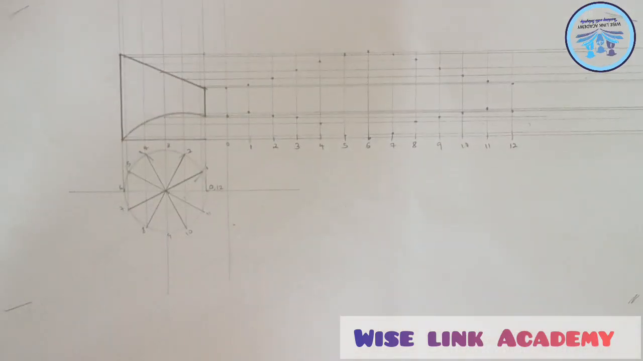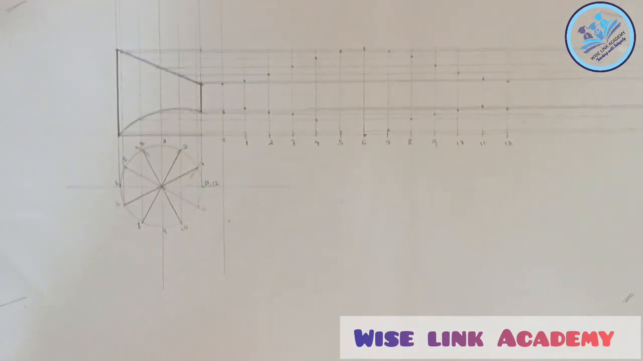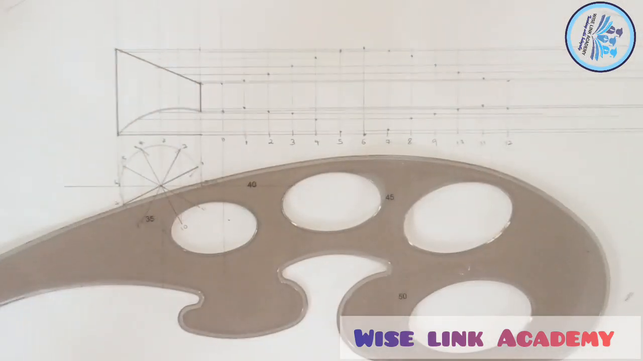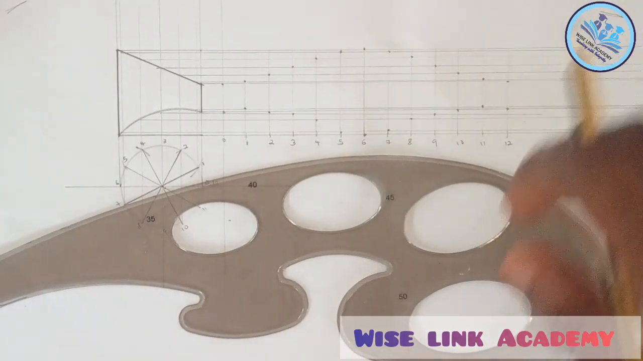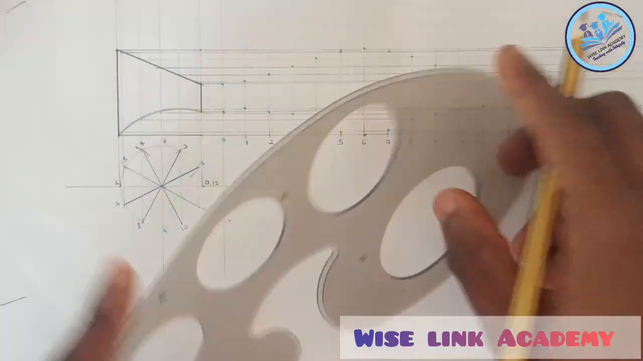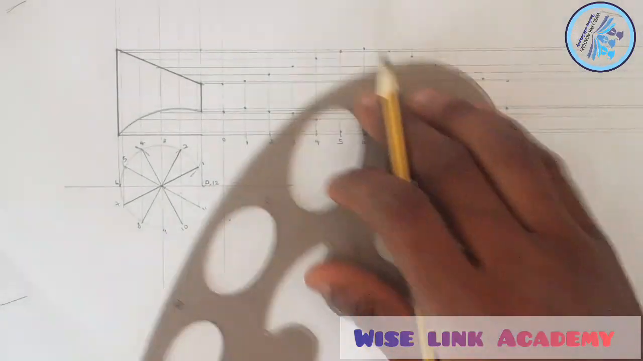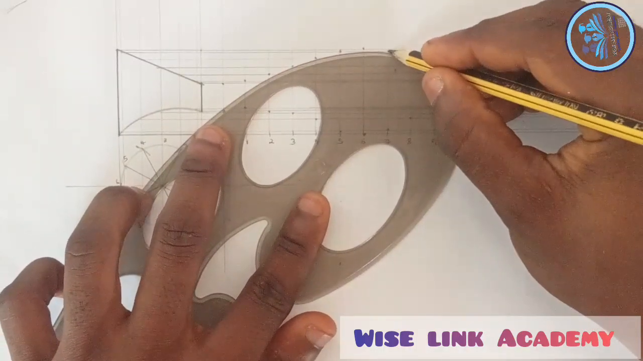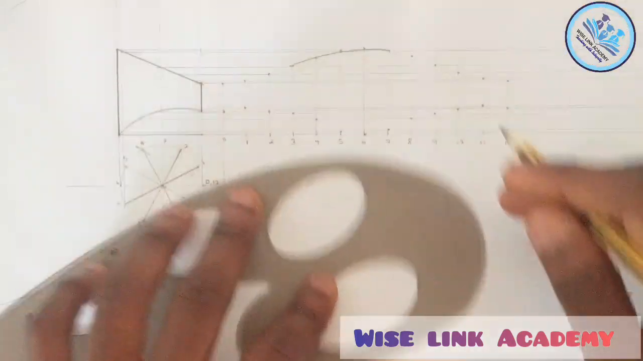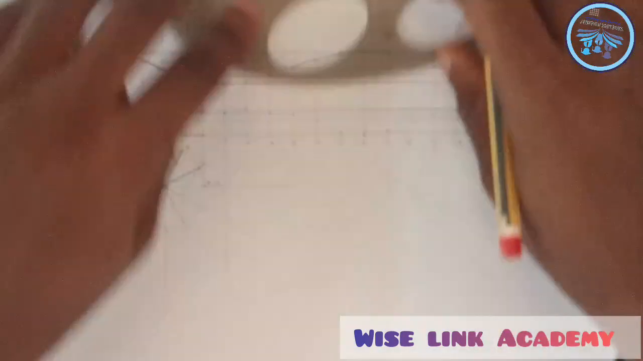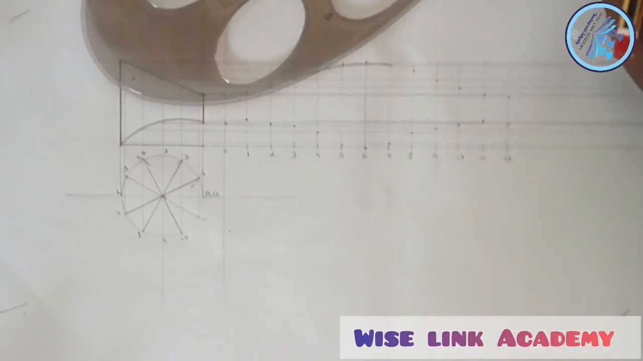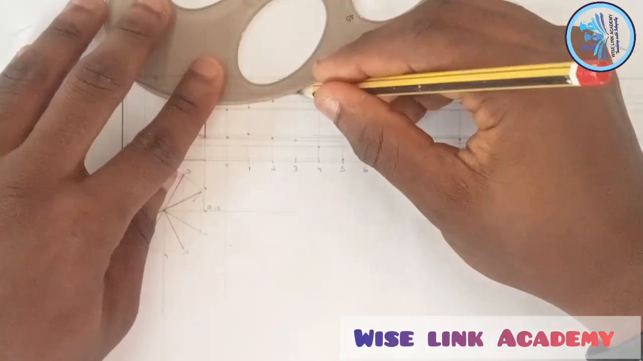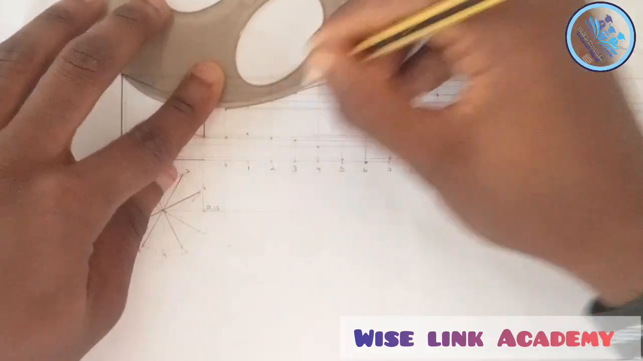After you have located all these important points, then you take your French curve, right? I'll take my French curve to join them together. So doing that, I'll be having this. Take it this way. Come in. Take it this way. Right? Take it this way. You can see. Then you take it like this. Come in. Take it this way. Join them this way.